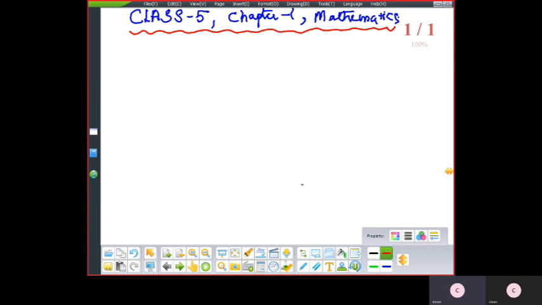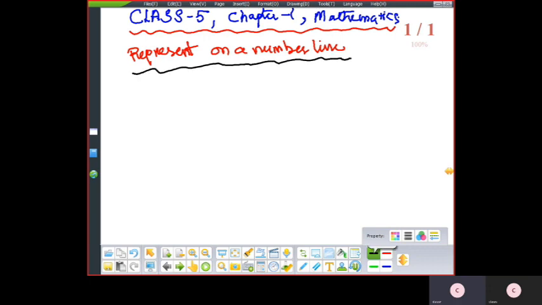So now today we'll learn how to represent the numbers on a number line. Okay. So what do you learn today? Represent on a number line. So this is the next topic. This one in previous classes also you have learned: how to draw a line and then represent a number on the number line.